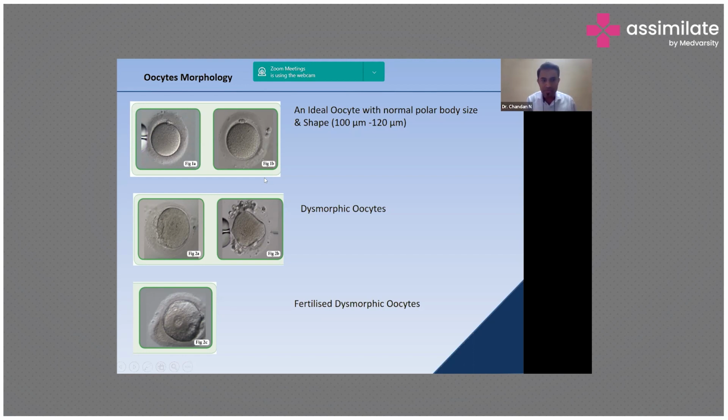When we categorize them based on morphology, you have a dysmorphic oocyte. The name itself says it: the morphology is completely gone. It's not a clear round shape, either this oocyte or this oocyte. So this is morphologically defective. Some have a defective polar body, where the polar body itself is fragmented, or has multiple polar bodies. And after fusion of the egg and sperm, you have a dysmorphic zygote. You can see the zygote is completely dysmorphic.